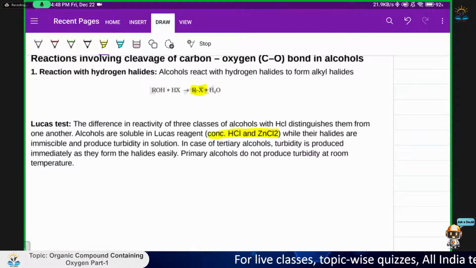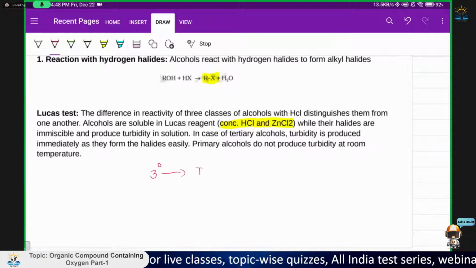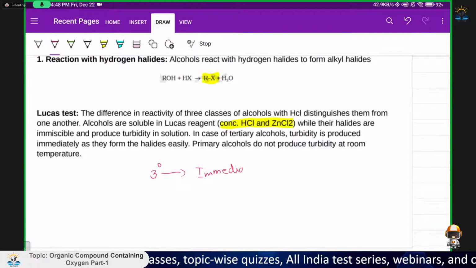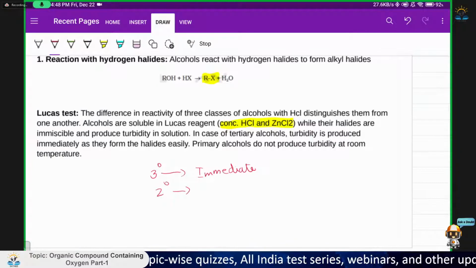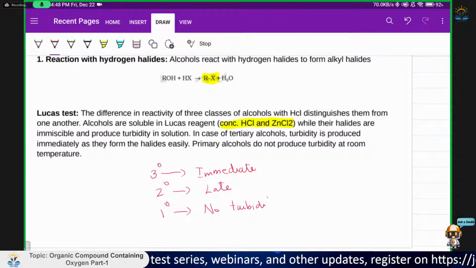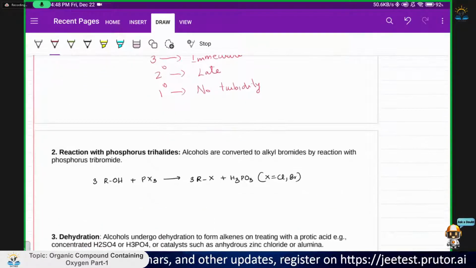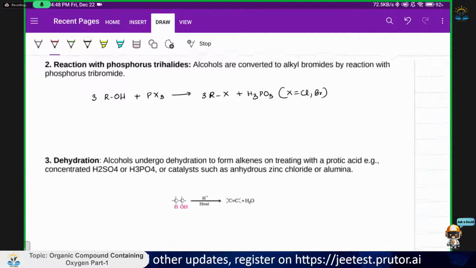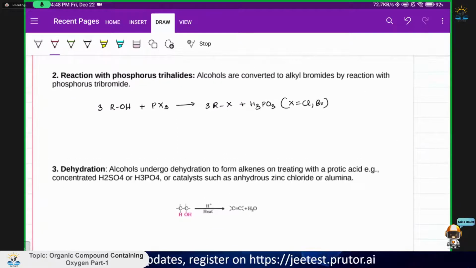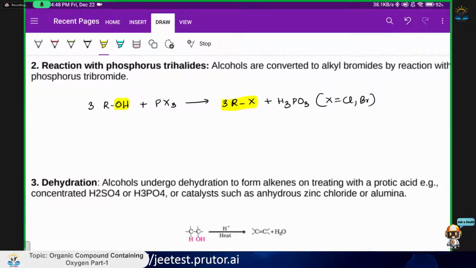So what we should know is that tertiary alcohol gives immediate turbidity with Lucas reagent. Secondary also gives turbidity, but it is a bit late. Primary does not give turbidity. That's what we should know on Lucas test. Now reaction with phosphorus trihalogens. Alcohols are converted to alkyl bromides by reaction with phosphorus trihalogen. So the OH group is replaced by halogen and we get an alkyl halide.